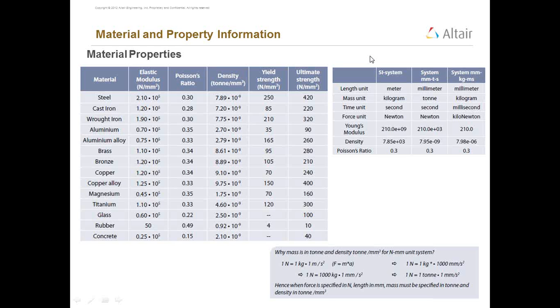So the Young's modulus will change: for the SI system it is 210 e to the power 9, for MTS it's 210 e to the power 3, and for mm kg ms it's 210. Similarly, the value changes for density, but the Poisson's ratio remains the same. It is a unitless quantity. So whenever you enter the material properties in software, make sure you enter the correct material properties to get the perfect results.